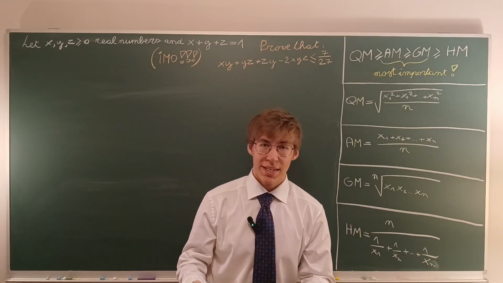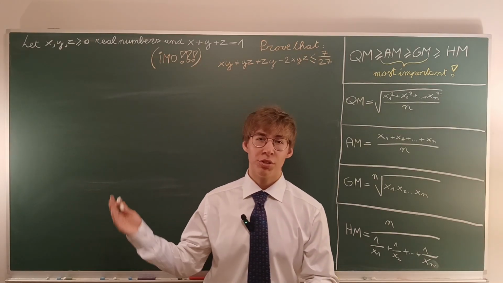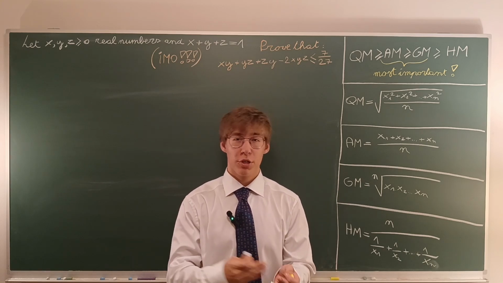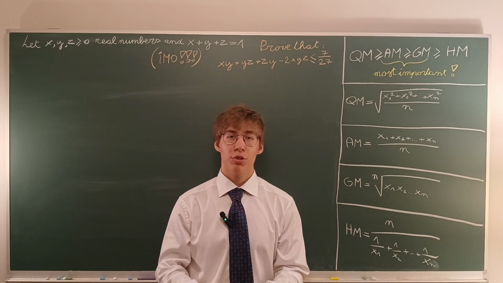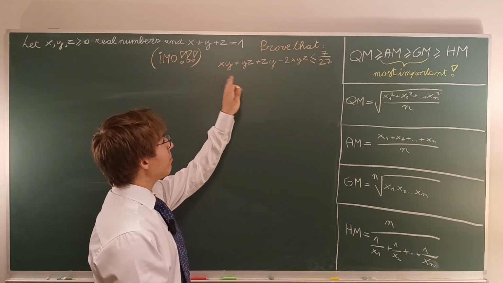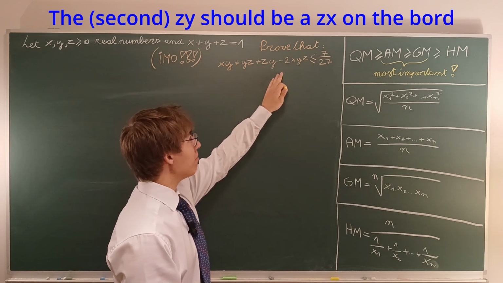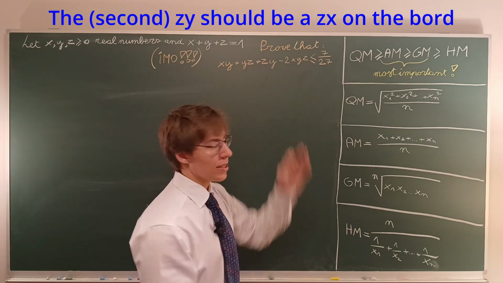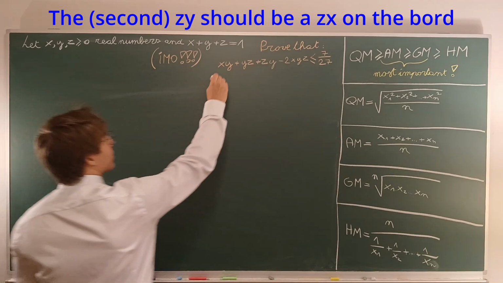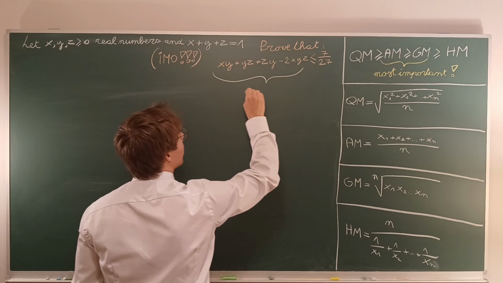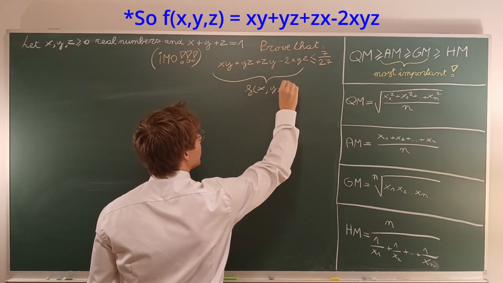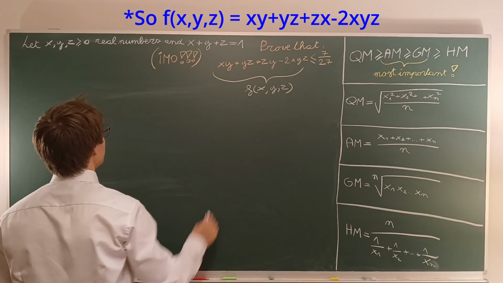The second problem states that x, y, and z are greater than or equal to 0 and are real numbers, such that x plus y plus z is equal to 1. We then have to prove that xy plus yz plus zx minus 2xyz is less than or equal to 7 over 27. So first, let me call this f of x, y, z, such that the notation is easier.